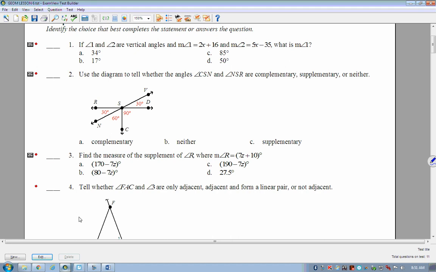So what are vertical angles? They are congruent. They're angles that are opposite of each other. They share a common vertex, but nothing else. So what does the term congruent mean? Same size and shape, right?